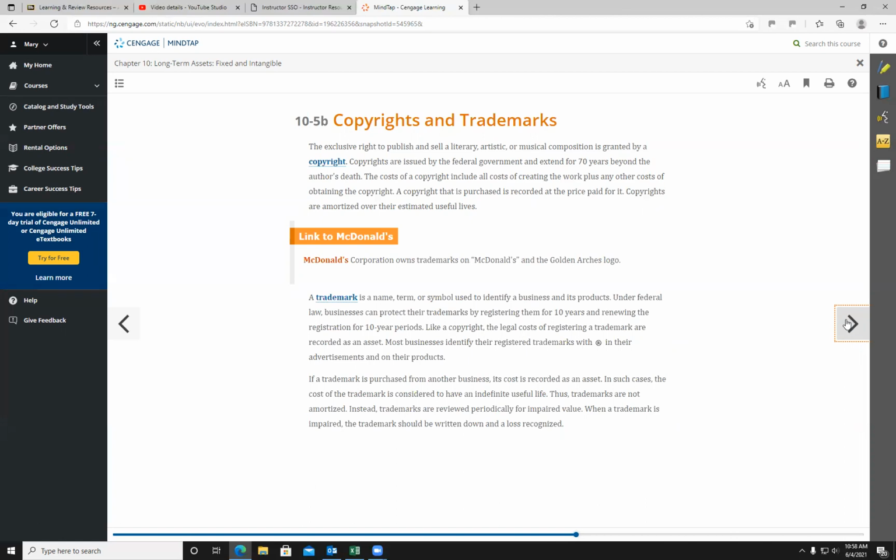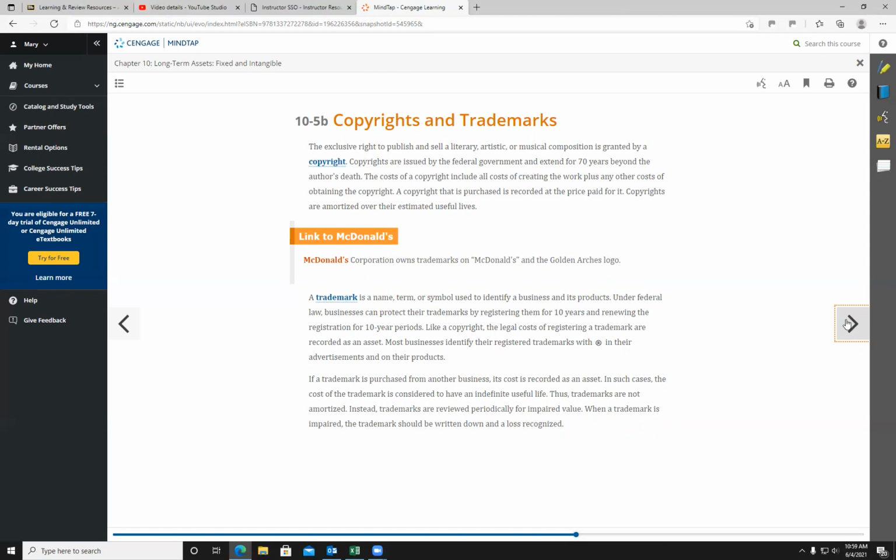Trademarks. Like the golden arches of McDonald's, that's an example of a trademark. A trademark is a name, term, or symbol used to identify a business and its products. Under federal law, businesses can obtain their trademarks by registering them for 10 years and then renewing their registration for 10-year periods. So every 10 years, you basically renew your registration for ownership of that trademark.